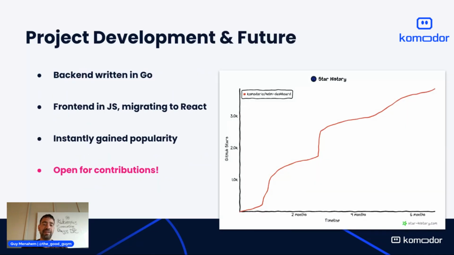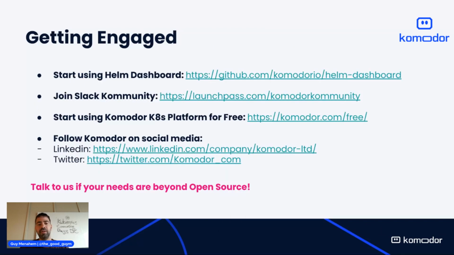It already has more than 3,000 stars on GitHub, so it's a really growing project. It's written in Go. And we are really looking for more people to be involved in this project and to contribute much more. It's a real community project for us. So if you want to get more involved, you can start by going into the Helm Dashboard repo, opening issues, and starting to contribute. Join our Slack community.